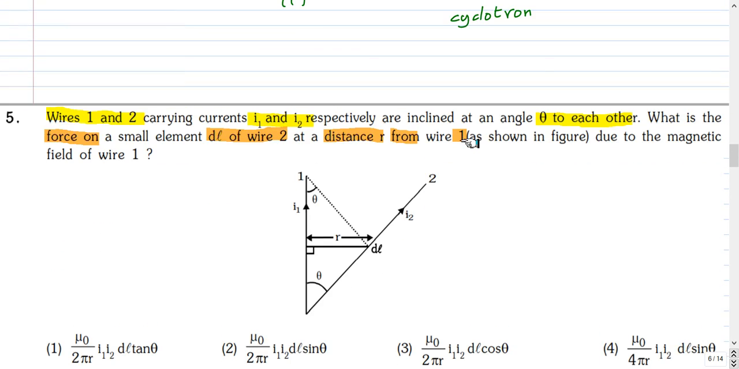This is the next question. Wires 1 and 2 carrying currents I1 and I2 respectively are inclined at an angle theta to each other. What is the force on a small element dl of wire 2 at a distance r from wire 1, as shown in the figure, due to the magnetic field of wire 1? 4 options are given. You can pause this video and attempt the question.